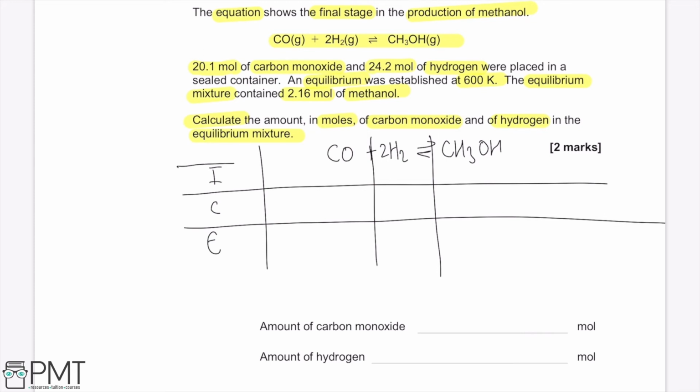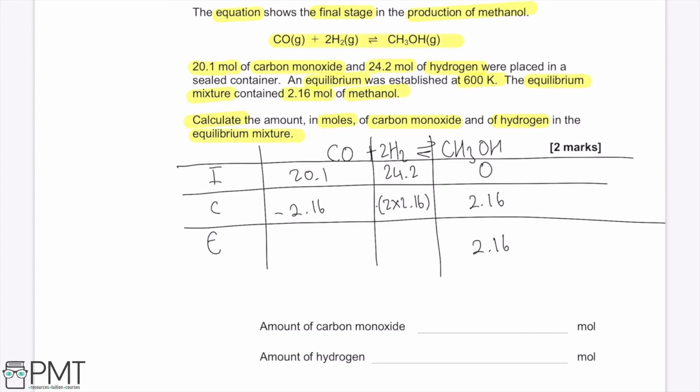We then have 20.1 and 24.2 in the initial, and then 2.16 in the equilibrium mixture. So we know that there must have been 2.16 moles in the change, as our initial value for this is 0. And if we use the molar ratios, we know that there are 2.16 and 2 times 2.16 in the change for the reactants, not forgetting the minus sign now, as CO and H2 have reacted to form CH3OH.